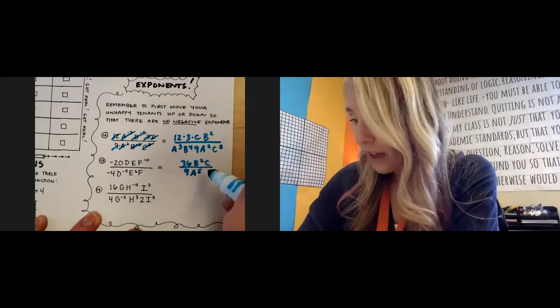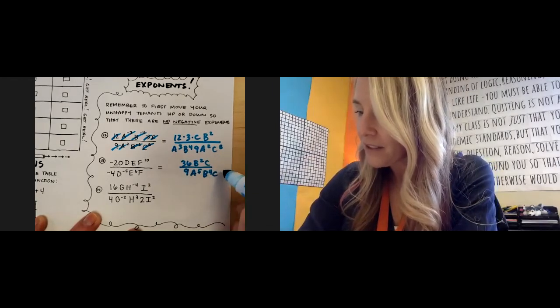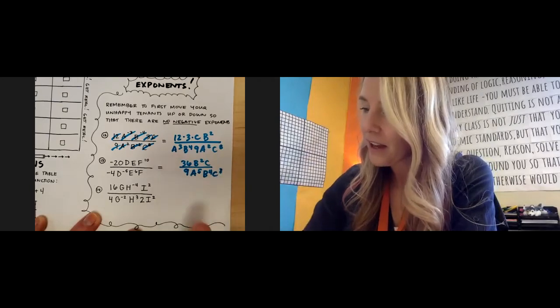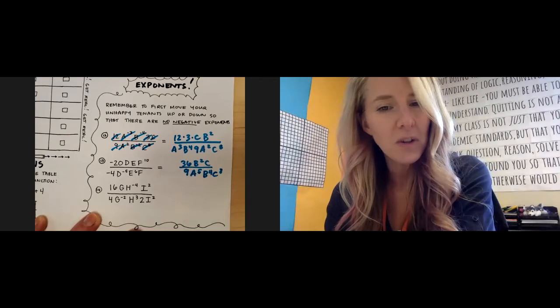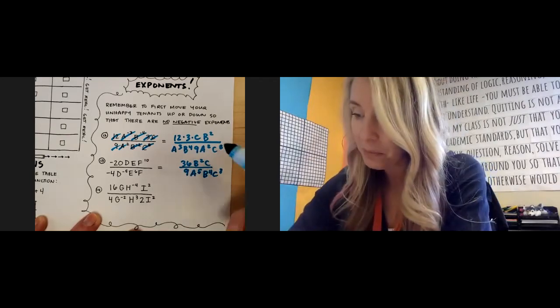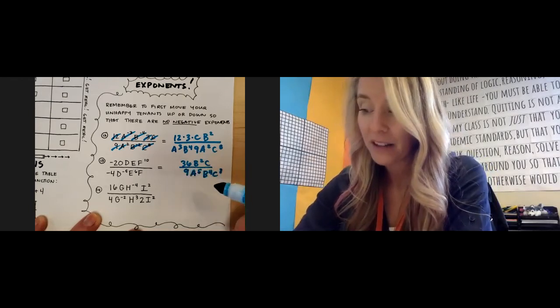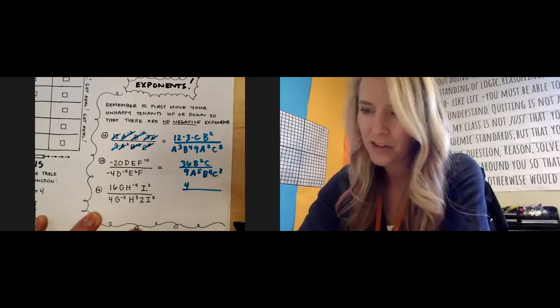B's, I've got 4 of them. B to the 4th. C, I've got 8 of them. C to the 8th. And that is almost done. What am I forgetting here? What can I do? Well, I can simplify a couple things. I can simplify my constants. 36 divided by 9, that's 4 over 1. So I can just put 4.